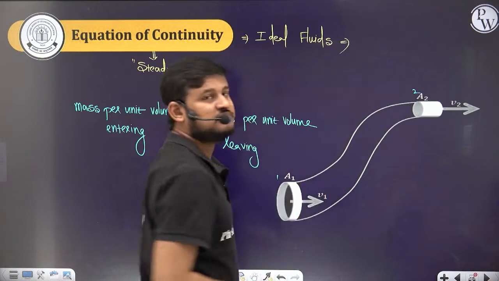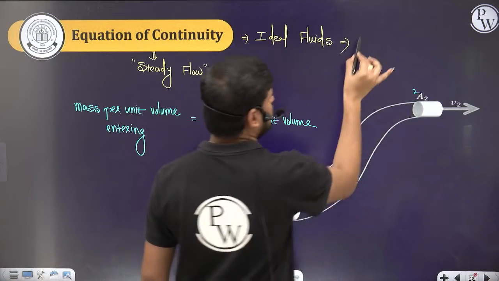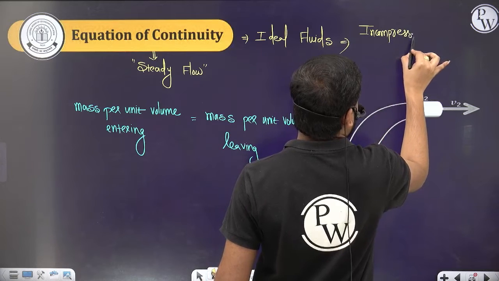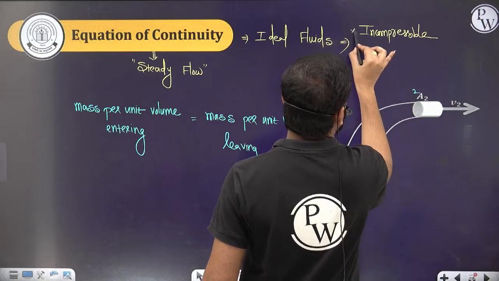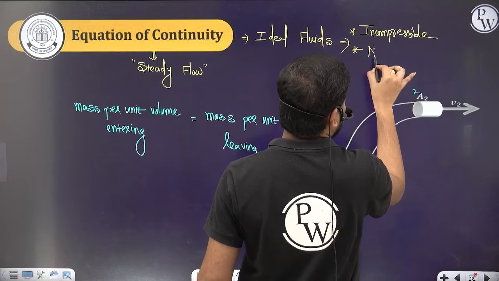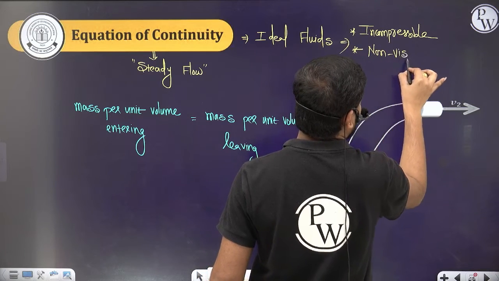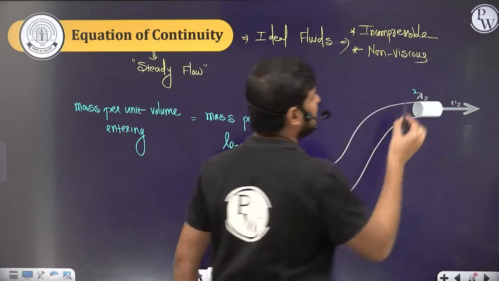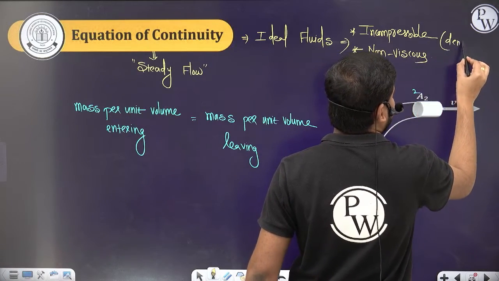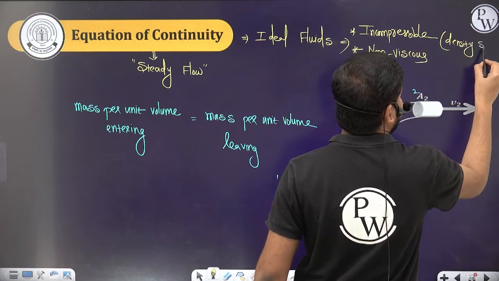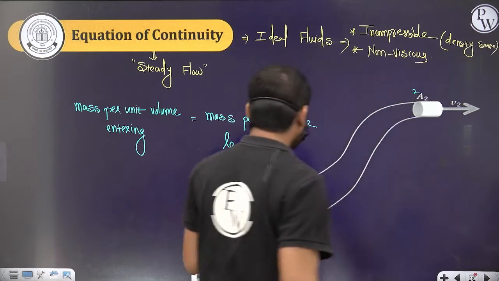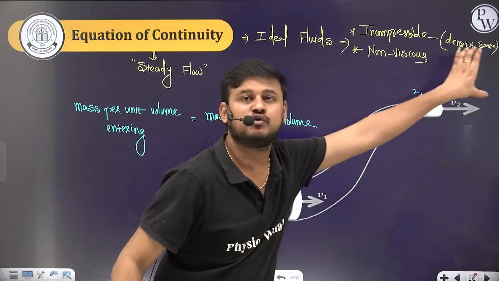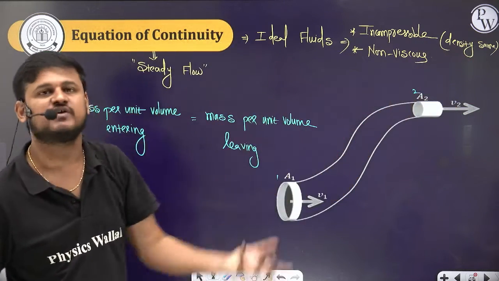Incompressible means the density is the same, yes or no? Non-viscous means no shearing force, no frictional force, and no tangential force. That's called non-viscous in nature. So incompressible means the density is the same here. Clear? How much fluid is entering here, the same amount of fluid is leaving here. That's what the equation of continuity says.